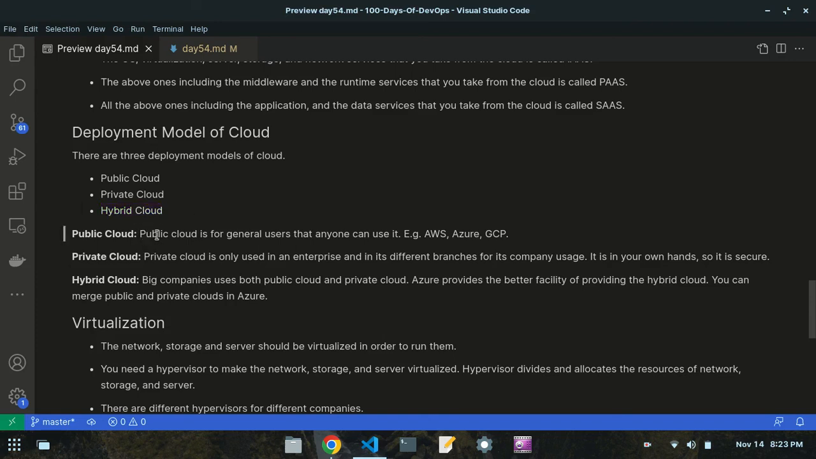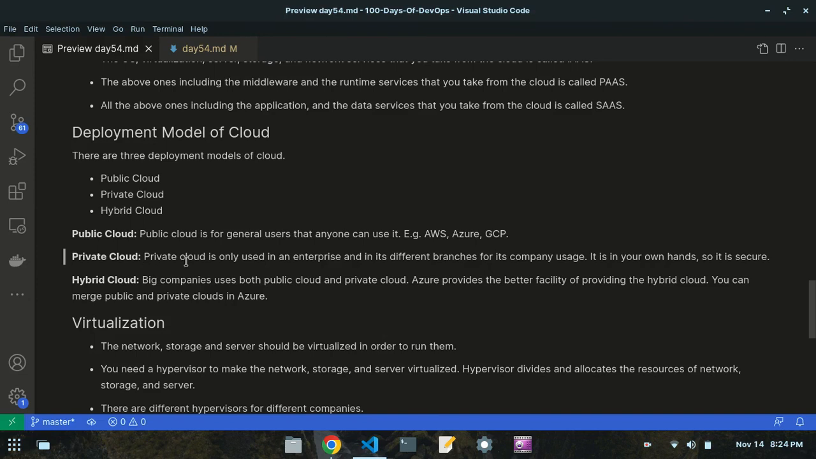Public cloud is for general users that anyone can use. Alright, so this is a cloud platform that anybody can access and use. There are multiple public cloud platforms like GCP, Google Cloud Platform, Azure, and AWS, Amazon Web Services. These are for general users that anyone can use for making their applications and for their own use. Alright, and the second one is the private cloud.